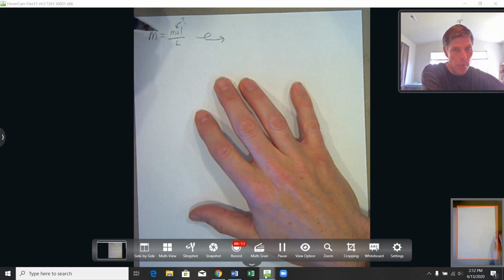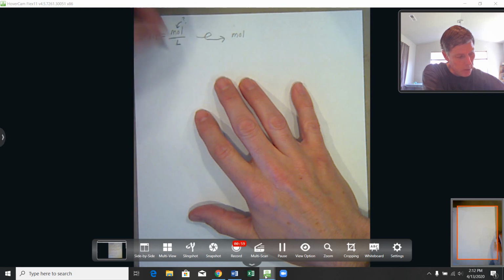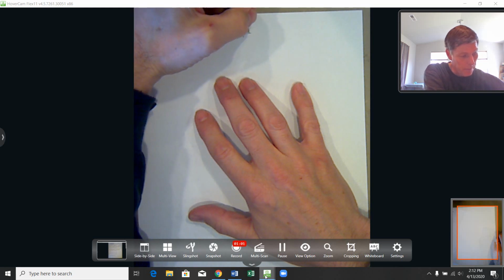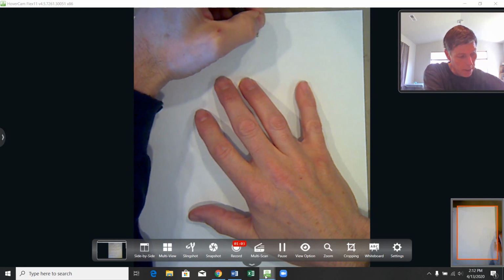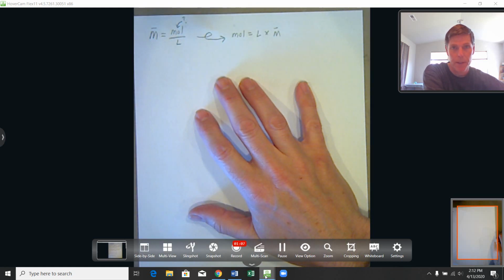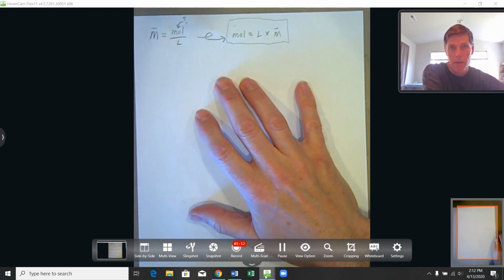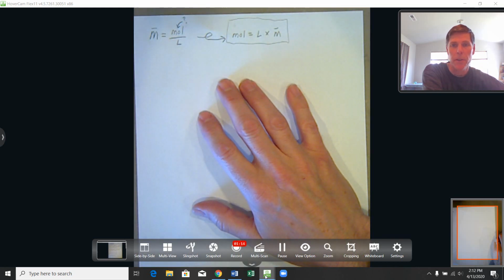So basically, we're going to rework this equation. We're going to reorganize it. I'm going to solve for moles. So basically, algebraic manipulation, and we're going to get moles equals liters times molarity. So this is a new equation we're going to work with. Moles equals liters times molarity.